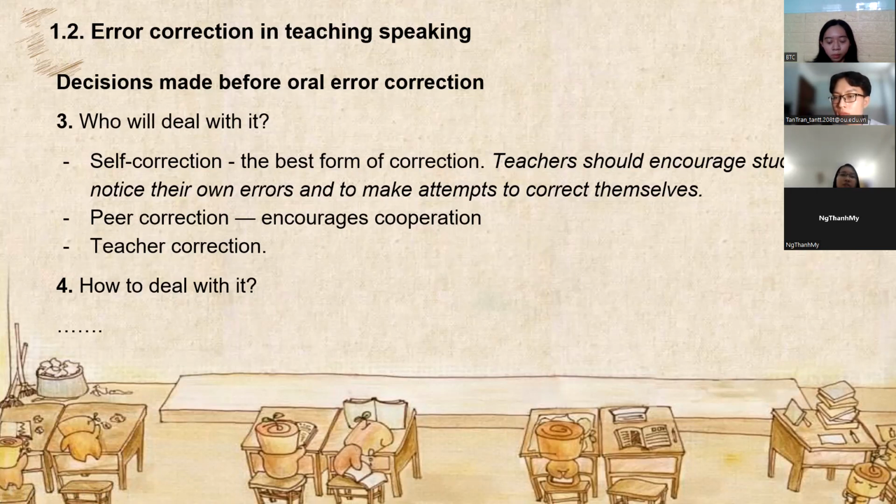So to sum up, I just gave you the answers for the 3 questions. Number 1, why should we correct the mistakes. Number 2, when to correct the mistakes. And number 3, who will deal with this? So question number 4, how to deal with this? For this one, Mr. Dan will give you the answer. Okay.